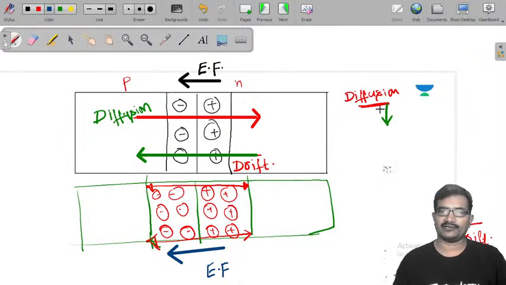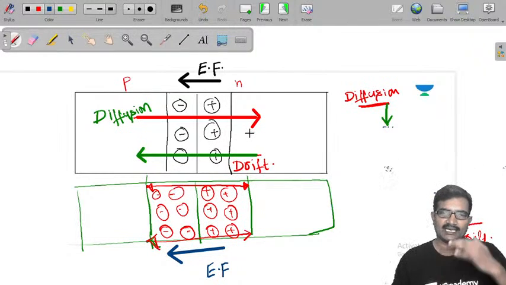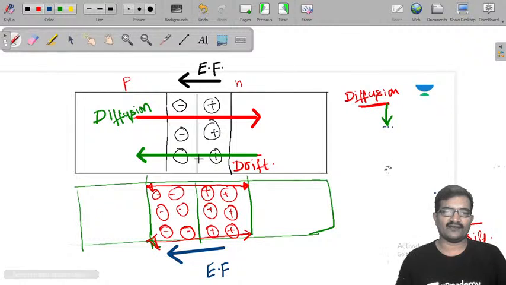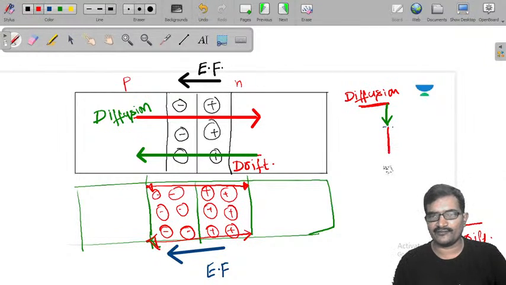Now, from a magnitude point of view, diffusion current is now more and drift current is less. Again, there is a concentration gradient. Due to this concentration gradient, we can expect diffusion movement, but the third level of diffusion is less than the second level of diffusion. Why? Because due to this electric field, drift movement of the carriers is increased. It results in a decrease in diffusion current. Now diffusion current is decreasing.